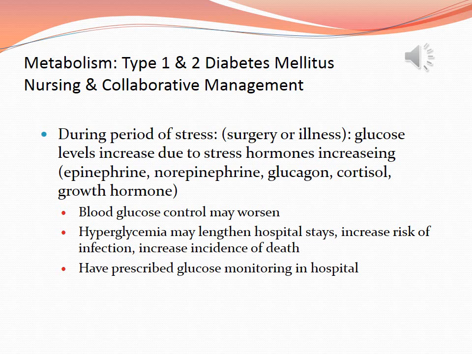For both type 1 and type 2 diabetes, during periods of physiologic stress such as surgery, blood glucose levels tend to increase because levels of stress hormones, which are epinephrine, norepinephrine, glucagon, cortisol, and growth hormone, increase. If hyperglycemia is not controlled during surgery, the resulting osmotic diuresis may lead to excessive loss of fluids and electrolytes. Patients with type 1 diabetes are also at risk for developing ketoacidosis during periods of stress.